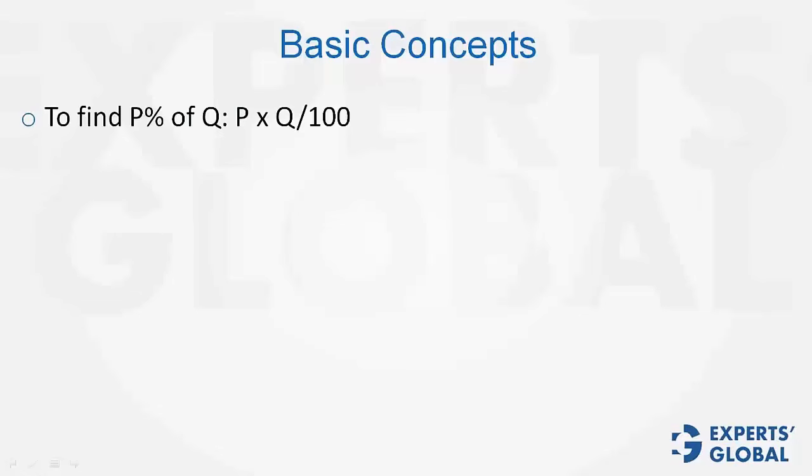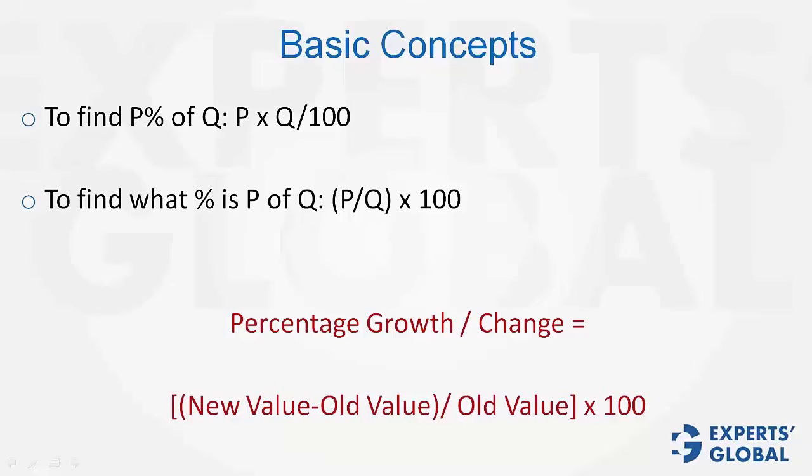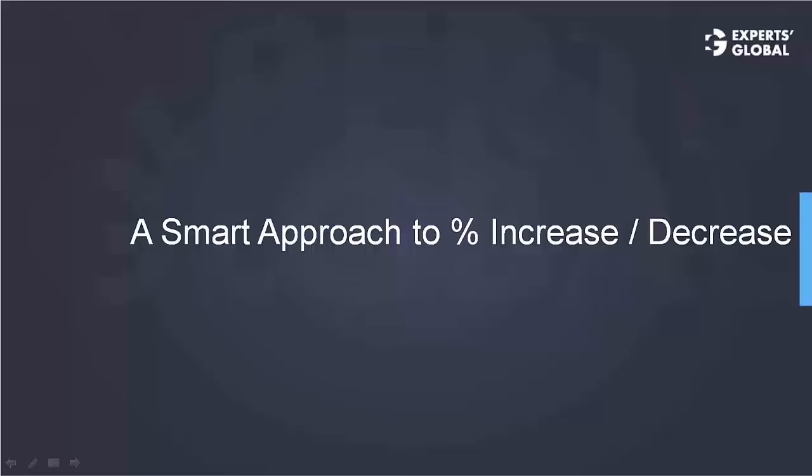To find p% of q, multiply p with q and divide it by 100. To find what percentage is p of q, divide p by q and multiply by 100. Very important. To find percentage growth or percentage change, apply new value minus old value divided by old value times 100. The denominator, old value, is very important. Let us now understand a smart approach to percentage increase or decrease.